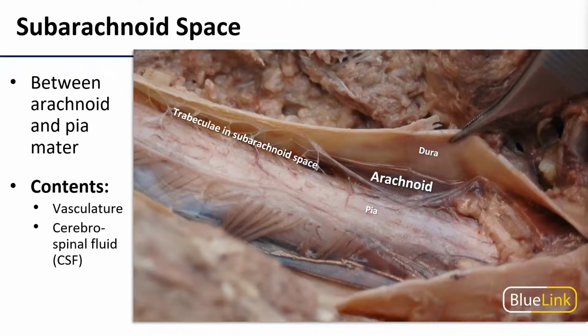So the subarachnoid space is the proper name for the space between the arachnoid mater and the pia mater. It's a place where a lot of vasculature travels, but most importantly, it is filled with cerebrospinal fluid, which cushions and nourishes the spinal cord and brain.